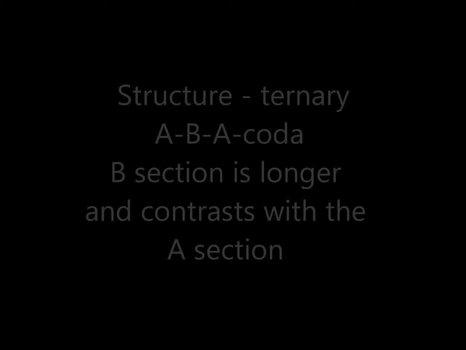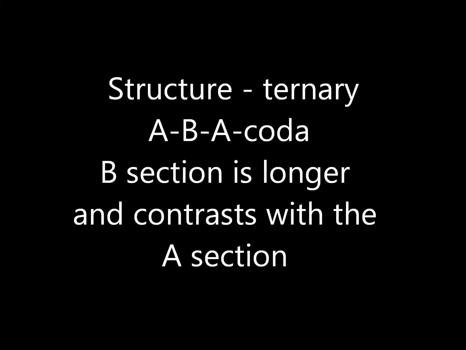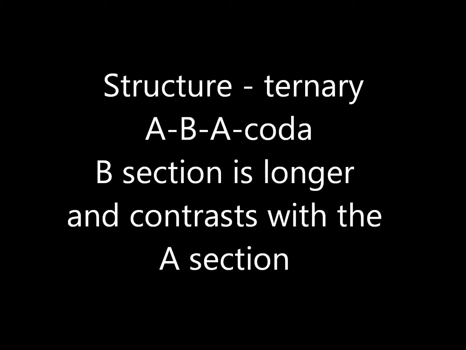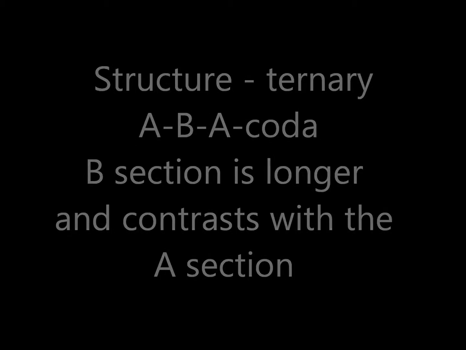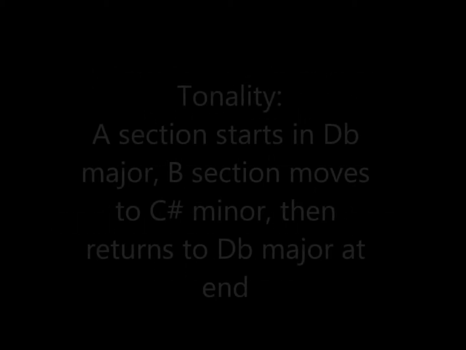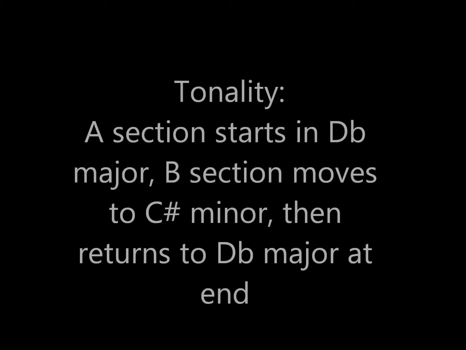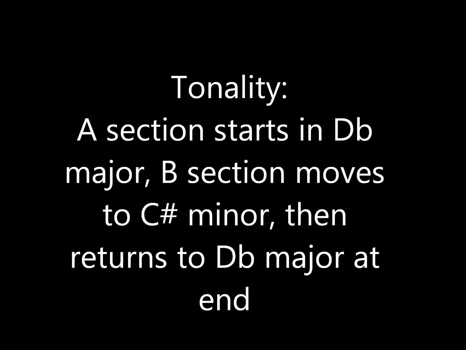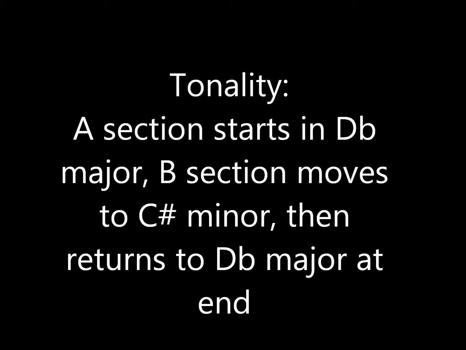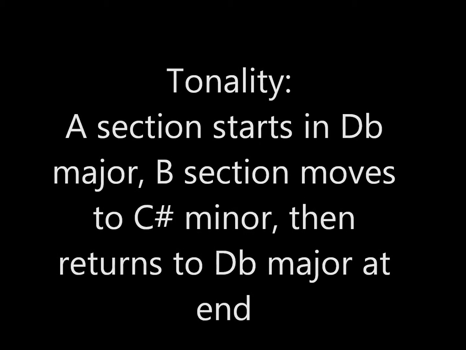Keywords: structure, ternary form: section A, section B which is longer, section A repeating briefly, and then an 8-bar coda at the end. Tonality: section A, major, D-flat major; section B, minor, C-sharp minor. This is a tonic minor for the B section.